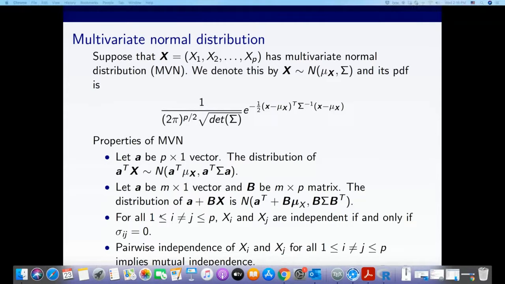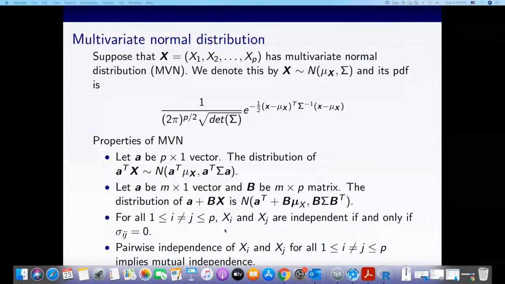And then, for different xi and xj, xi and xj are independent if and only if sigma ij is equal to 0. For usual random variables, if they are independent, their covariance is 0. But the other direction, that covariance equal to 0 implies independence, does not hold in general random variables.